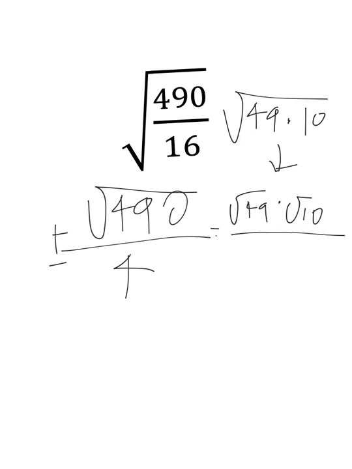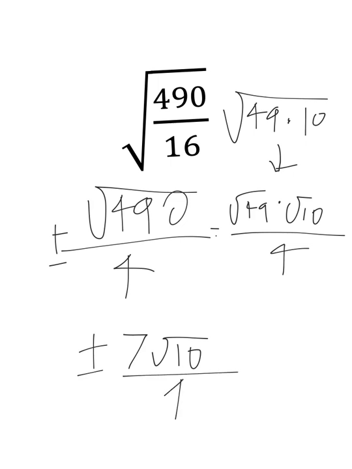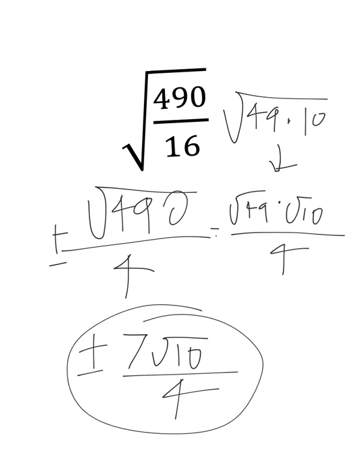Square root of 49 is 7. Square root of 10 is square root of 10. It doesn't simplify. So I'm going to say my final answer is plus or minus 7 times square root of 10 over 4. And that's as simplified as it's going to get.